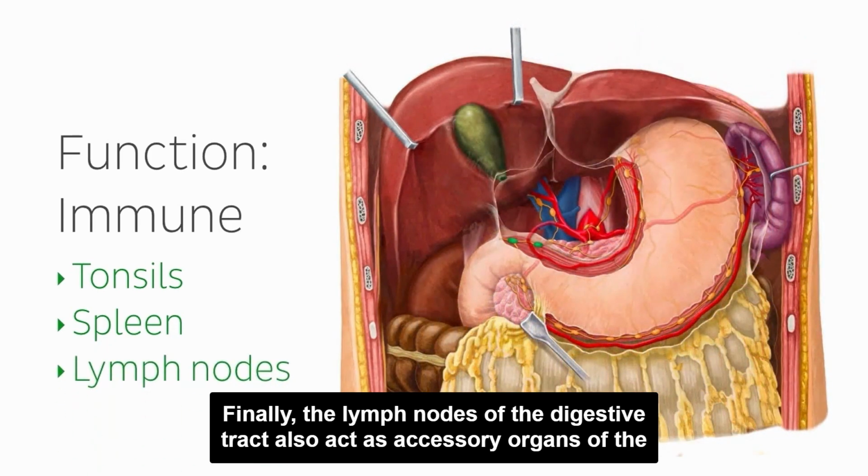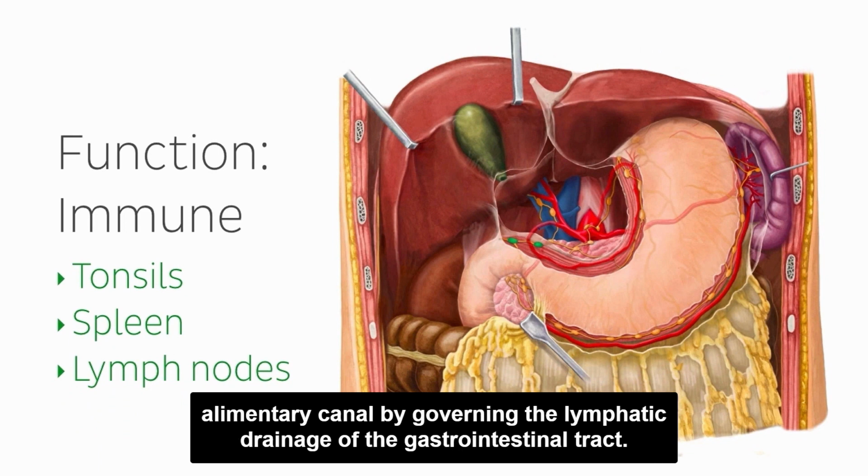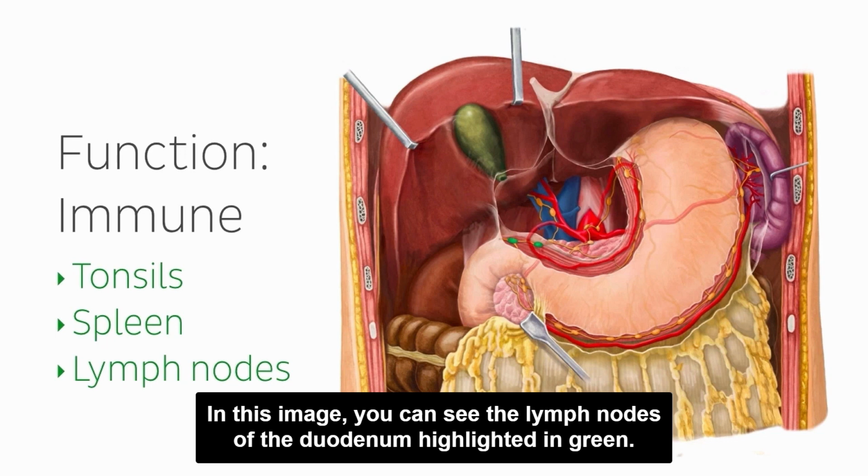Finally, the lymph nodes of the digestive tract also act as accessory organs of the alimentary canal by governing the lymphatic drainage of the gastrointestinal tract. In this image, you can see the lymph nodes of the duodenum highlighted in green.